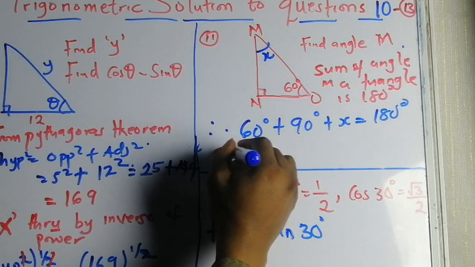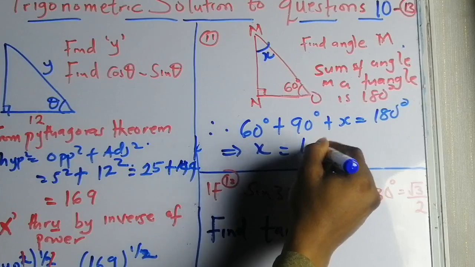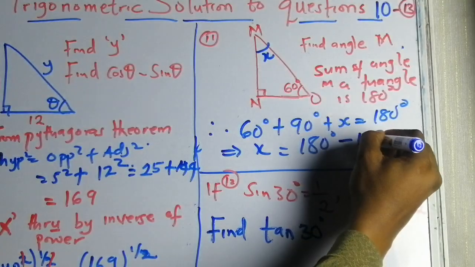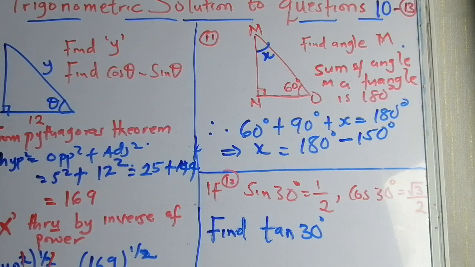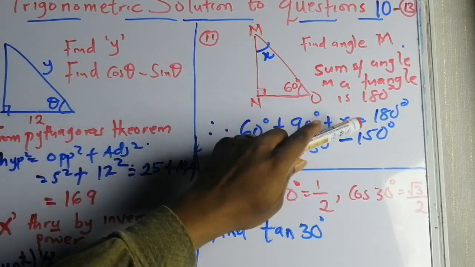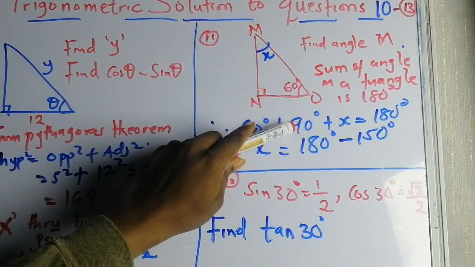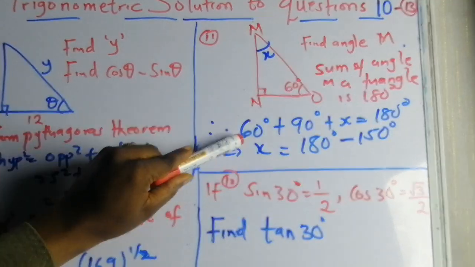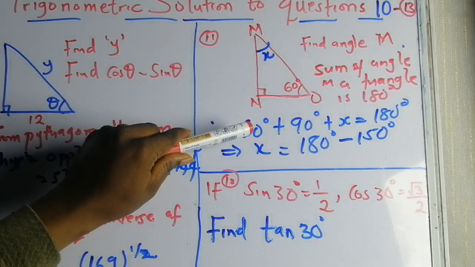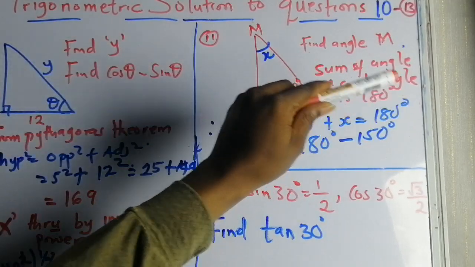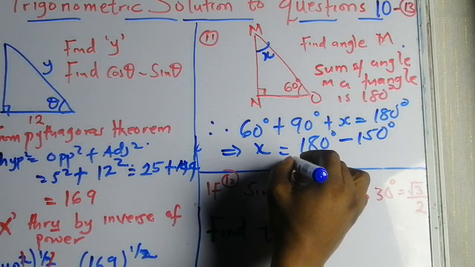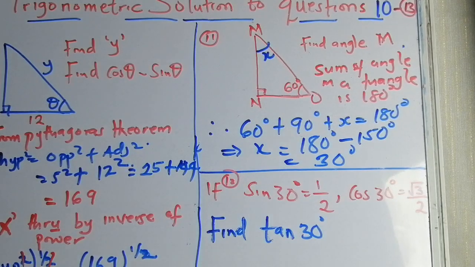So from here, you now say that implies x equals 180 degrees minus, 60 plus 90, that is 150. So that's minus 150 degrees. I've told you, when a positive crosses the equal sign, it changes to negative. When plus 90 crosses the equal sign, it changes to minus. So 90 plus 60 is 150. I jumped one step there. So 150 moves to that side and becomes minus 150. At the end of the day, it's 30 degrees. It's as simple as that.